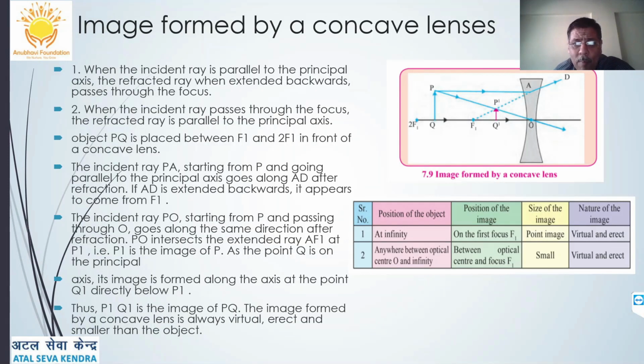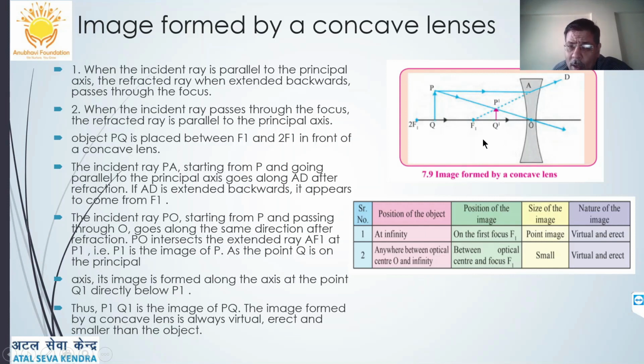Now, image formed by a concave lens. A concave lens is a diverging lens. So, if a ray of light incident on it is parallel to the principal axis, after refraction it will diverge away as if it is coming from the principal focus on the same side. And if it is passing through the optical center, it will go undeviated. Therefore, the image formed will be a small image, that is small, virtual, and erect.